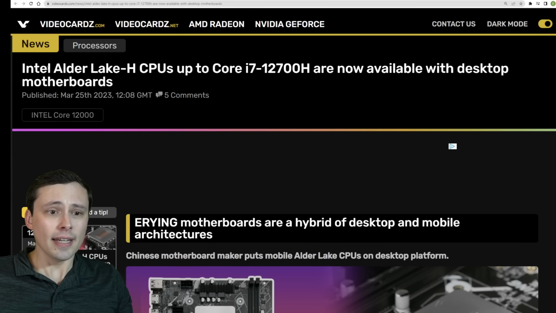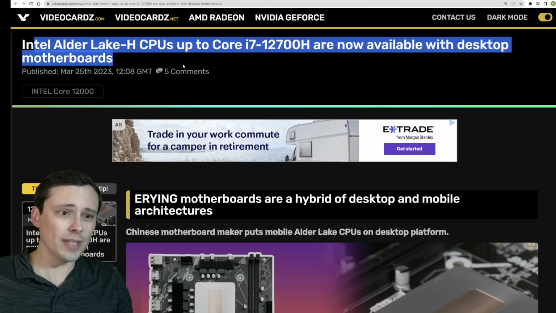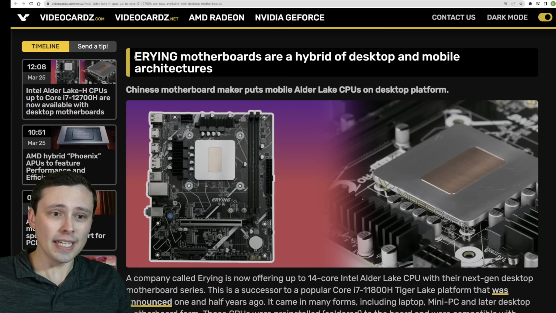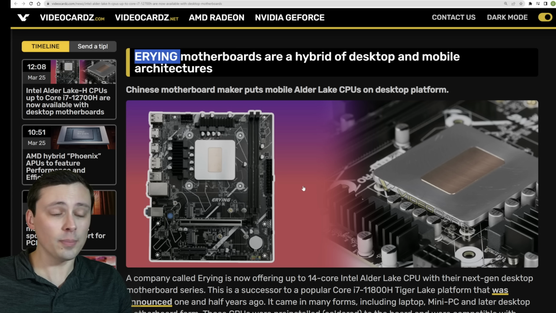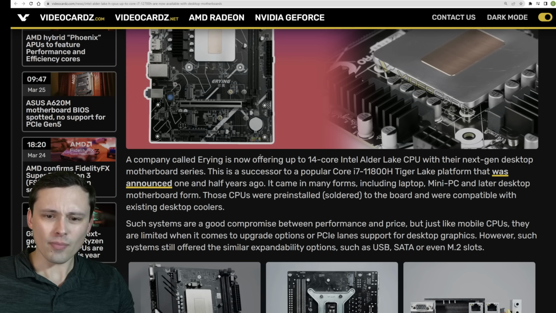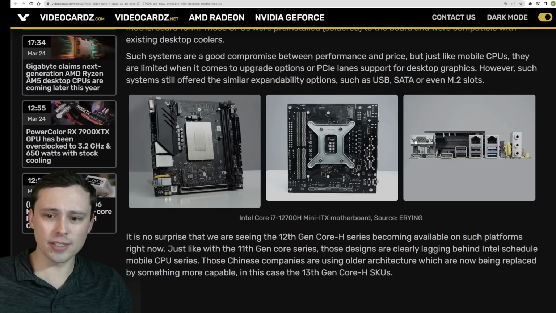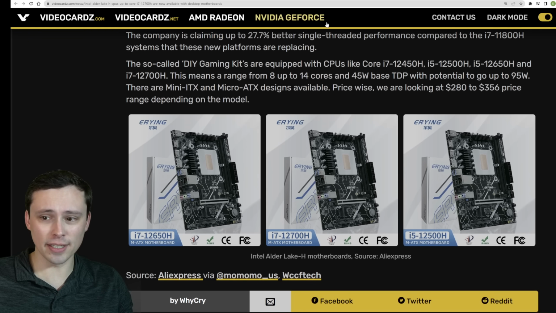Now, Intel Alder Lake H CPUs up to Core i7-12700H are now available with desktop motherboards. Alder Lake H CPUs are mobile CPUs, but it's looking like a Chinese company, Erying, I'm probably not pronouncing that right, is offering them soldered into a motherboard, which could then be used in a desktop form factor. Apparently this is something they did with previous 11th gen CPUs and were somewhat popular. So, hey, if this is something that would be interesting to you for some kind of build, it's a thing.